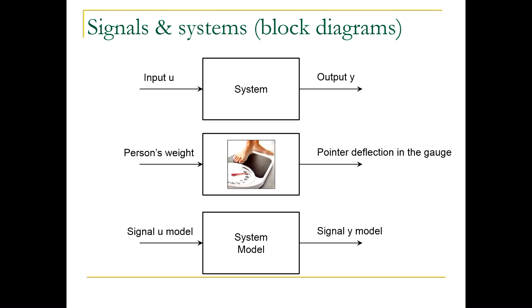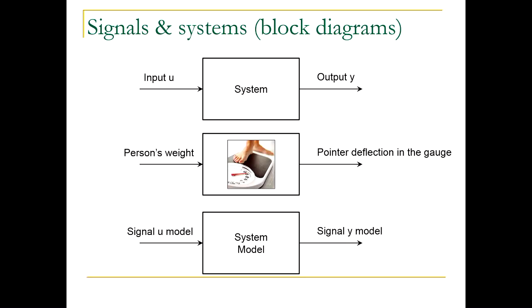And I would say input to the system is any sort of physical variable that affects the system behavior. So in this case, when you step on the scales, your weight is the input to the system. Whatever is on top of the scales is the input. And what could be the output of the system? Well, the deflection of the gauge. You want to know what you weigh, and that will be the outcome of the behavior of the system that you are interested in.